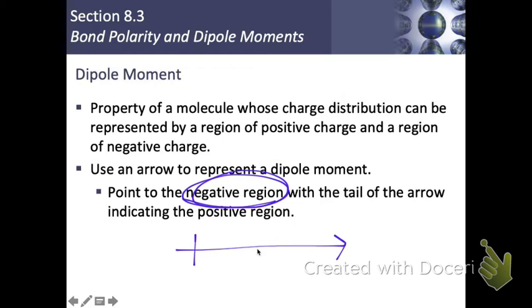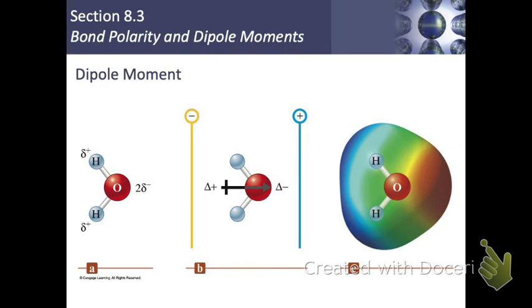Charge distribution can be represented by a region of positive charge and a region of negative charge. This is such a dipole. Here's water's image. If I was going to draw water, remember we've got two lone pairs up here, plus the bonds between hydrogen and oxygen are more electronegative in oxygen's direction. So that's where the two partial negatives come from. We see an area of the molecule that is negative and an area that is positive, and that's what's represented in this heat map.